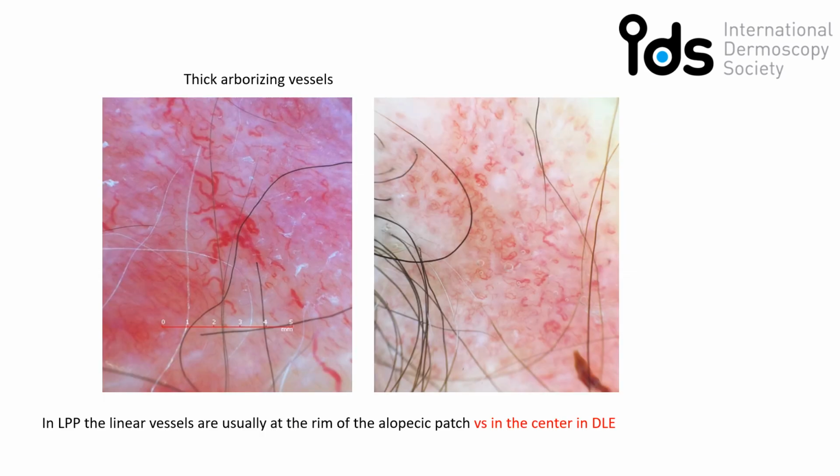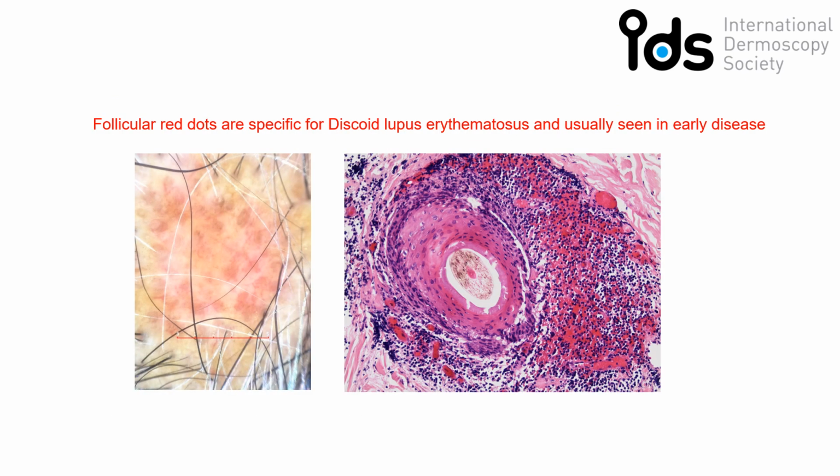Thick arborizing vessels are seen in discoid lupus in the center of the alopecic patch. Remember that in lichen planopilaris, these vessels are usually linear and they're at the edge. On biopsy, we can see this prominent inflammatory infiltrate with red blood cell extravasation centered around the affected follicles. And on dermoscopy, this corresponds to so-called follicular red dots, which are considered specific for discoid lupus.